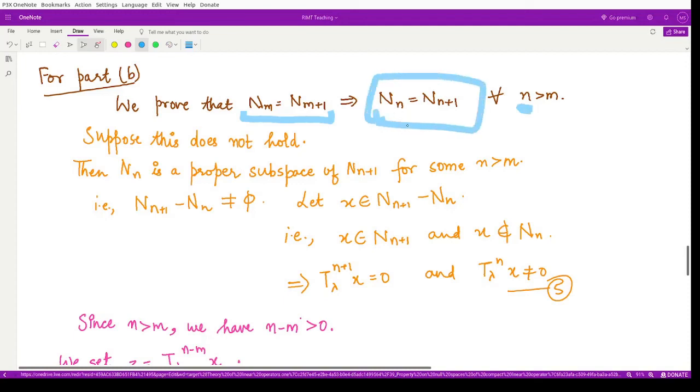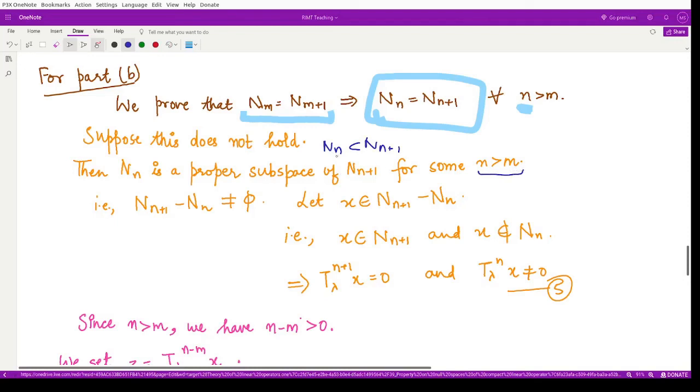So we start a proof by the method of contradiction. We assume the opposite. We assume that this does not hold. So that means we assume N(m) is equal to N(m+1), but for some n greater than m, N(n) is not equal to N(n+1), right? If they are not equal, then we would have N(n) as a proper subspace of N(n+1), for some n greater than m.